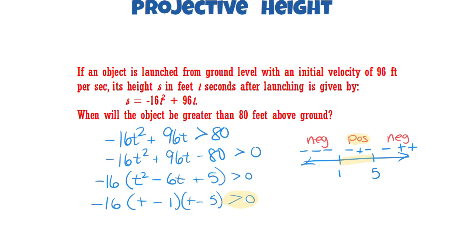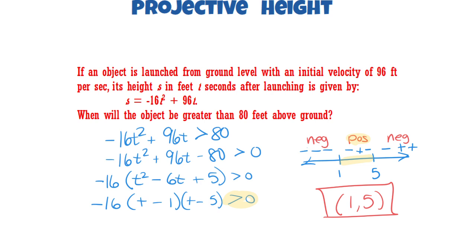This one was not an "or equal to," so I'm going to use parentheses. Anything from 1 to 5 would work in this inequality. Okay, now that's great, 1 to 5. But it is an application problem, and I would want you to explain what we just figured out. What is the 1 and 5?